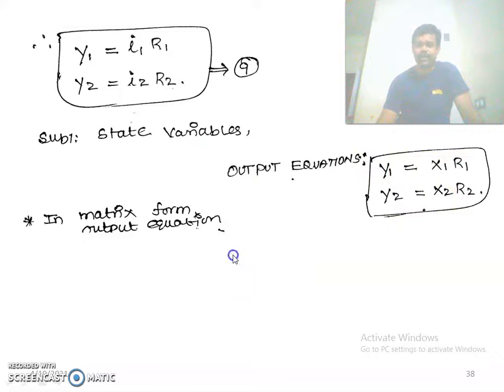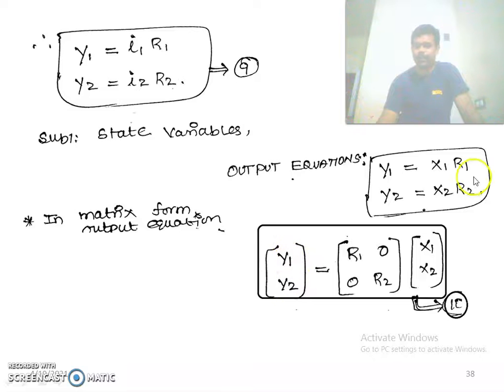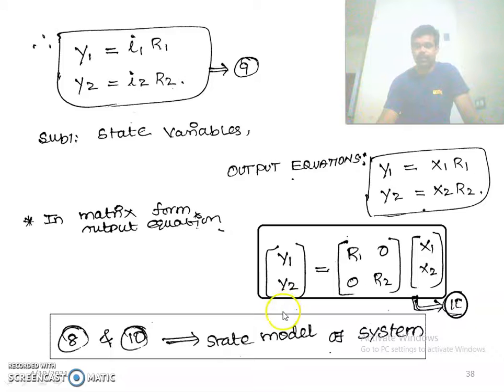So now we are going to write it in matrix form. Y1, Y2. So Y1 is having only X1, so in the place of X1 you are putting R1, and X2 is not there, you are putting 0. In Y2 no X1, so you are putting 0, and in X2 you are having R2. So X1, X2. The state equation and the output equation form the state model of a system.